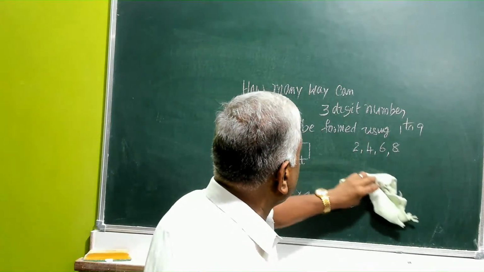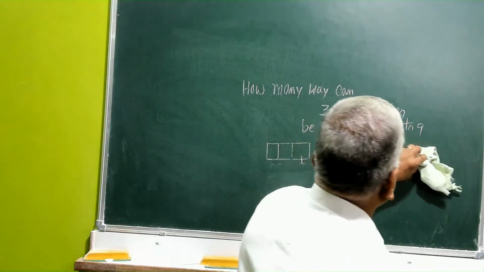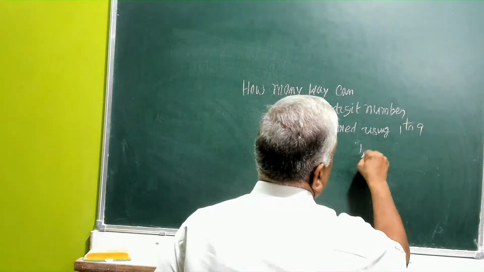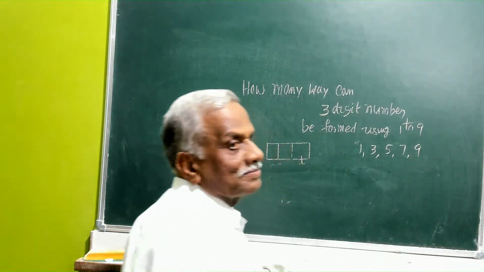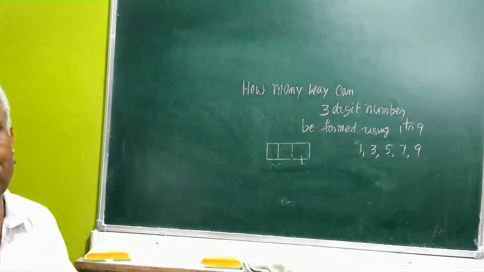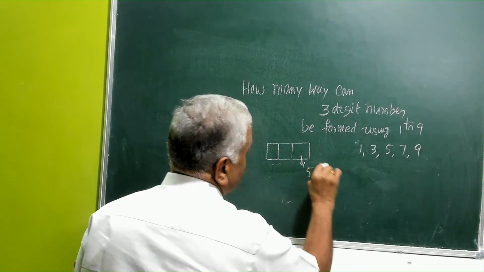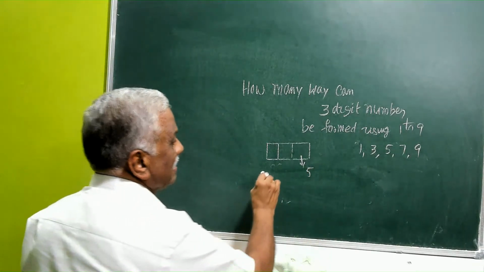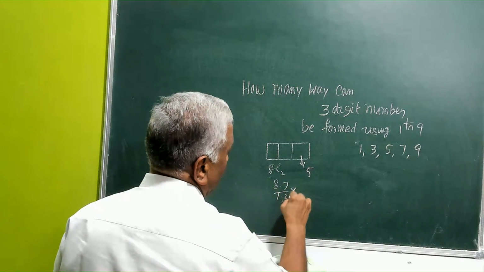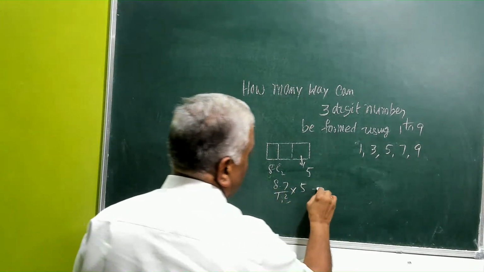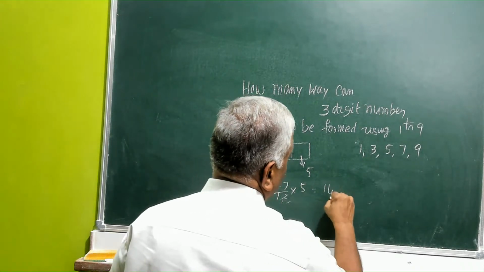Supposing you are asked how many of them are odd. So what can you do? Which are the odd digits? 1 is there, 3 is there, 5 is there, 7 is there, 9 is there. So there are 5 odd digits. Therefore, you can fill up this with 5 ways. This is the same thing, 8C2 only. That is 8 into 7 by 1 into 2, into 5. So this is 4 times, 140.